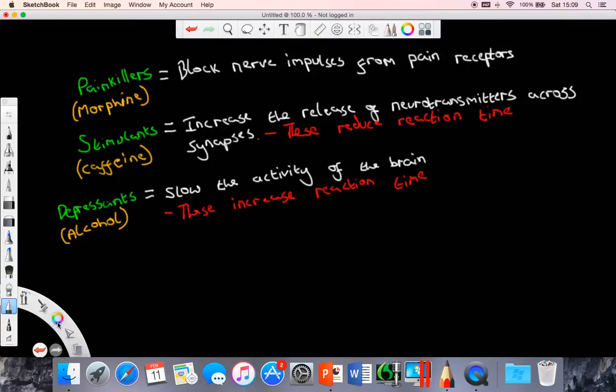Another one that you need to know about, and I'm certainly going to have to look at how we spell this, are hallucinogens. So hallucinogens. Okay? Hallucinogens. Now, these include drugs such as LSD. Okay? LSD. Now, hallucinogens are drugs that change your perception. So these change your perception.